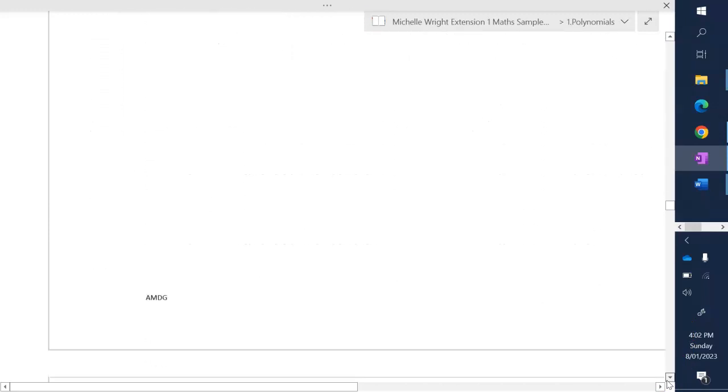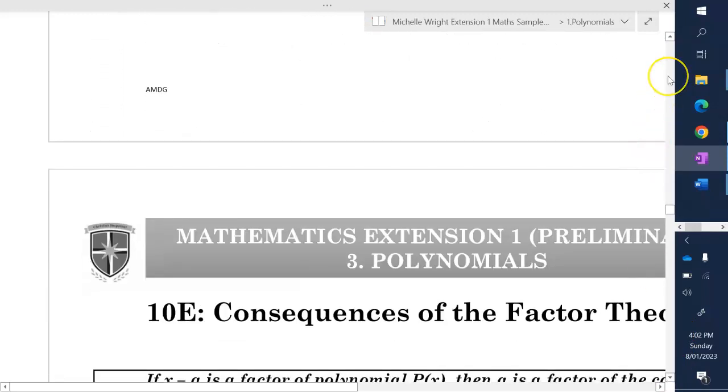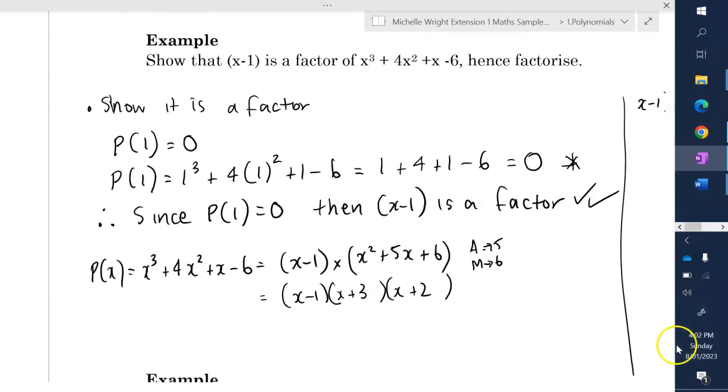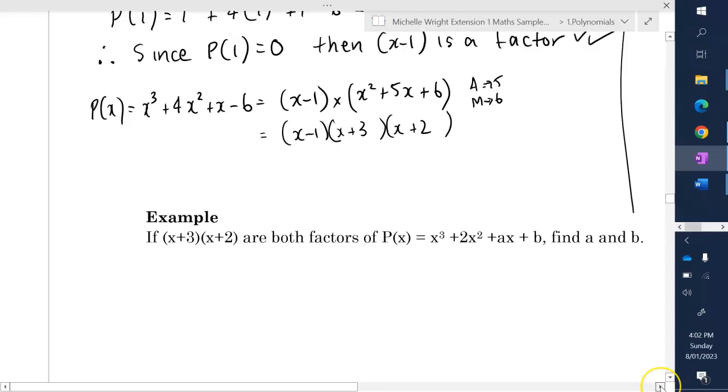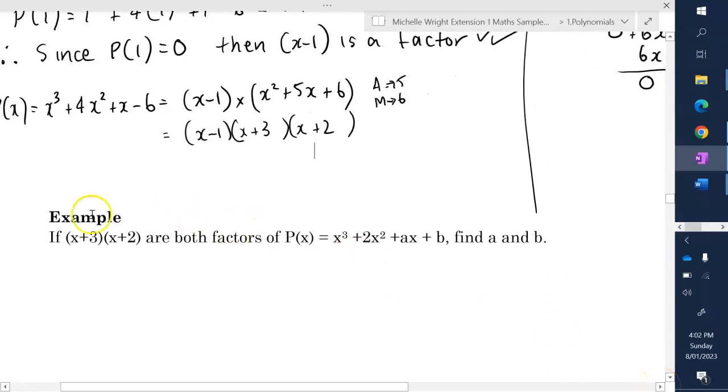So we've got one more example to go down here, and then I'm going to do some in the OneNote to help us through. So we'll look at the next example here, and then we'll go and do the stuff in the OneNote. Okay, so our next example says if x plus 3 and x plus 2 are both factors of our polynomial, find a and b.